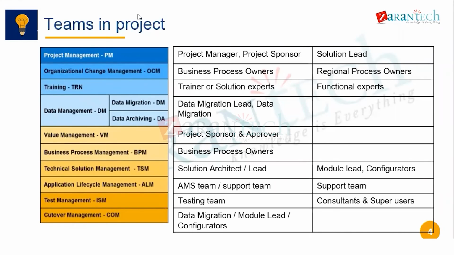Now the other portion is the business process owners. As I have told, there are two parts: business process management and organization change management. Organization change management means deciding when you need a new sales org, a new entity, or a new business area. All those decisions will be taken by the business process owners in this step.